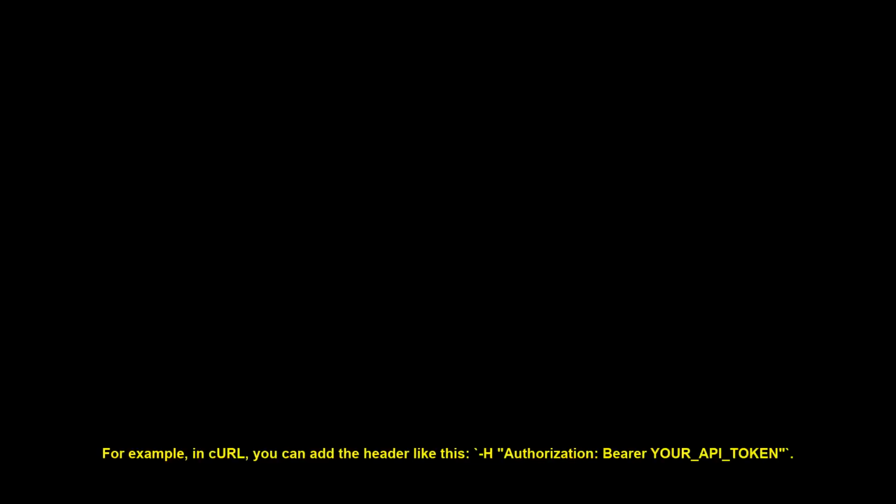For example, in curl, you can add the header like this: Authorization: Bearer your_API_token. Replace your_API_token with the actual token you generated. Now you can make authenticated requests to the Grafana API. To test the authentication, try retrieving your dashboard list.